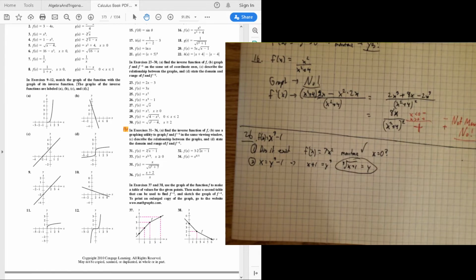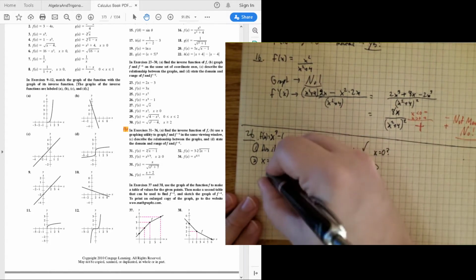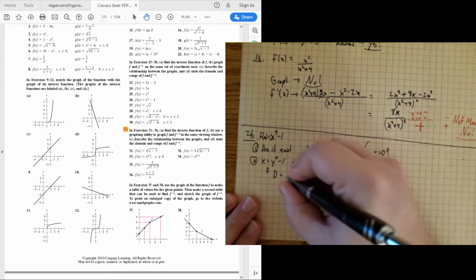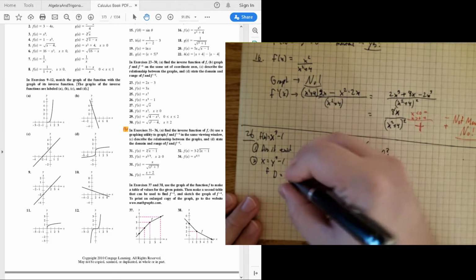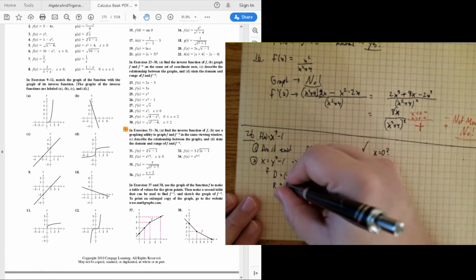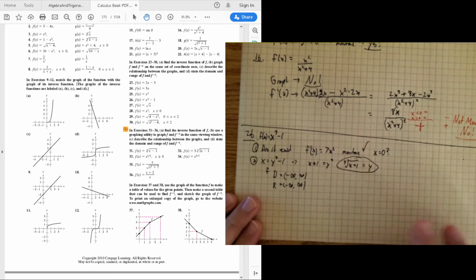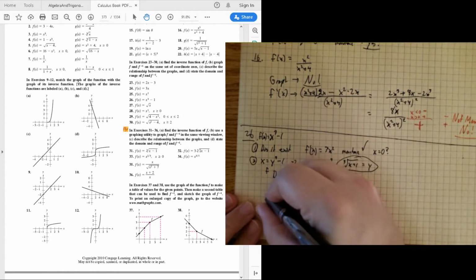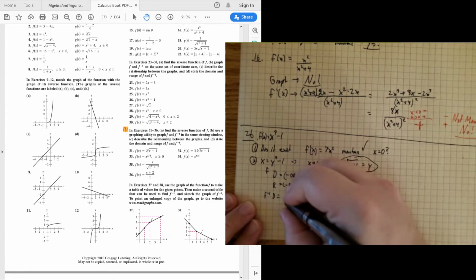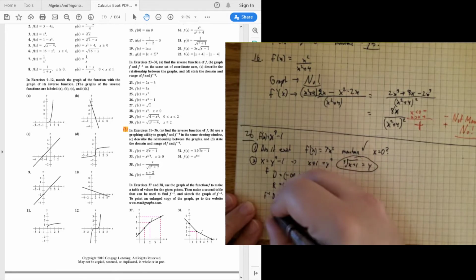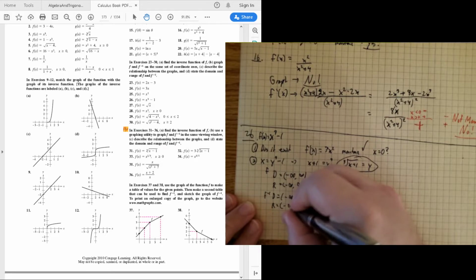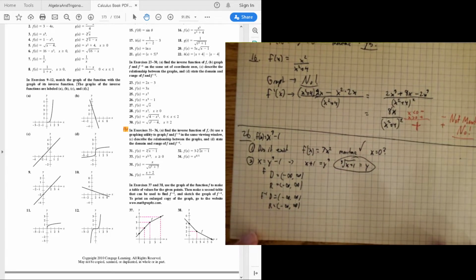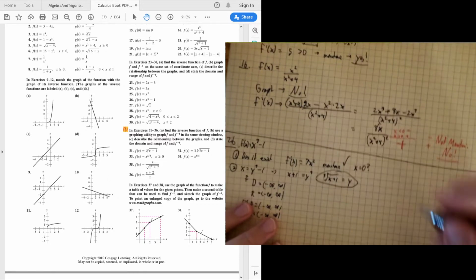So part A is done. Part B, graph them on the same coordinate system. Part C, describe the relationship. Okay, we did that. And then D, state the domain and range of f and f inverse. So the domain for f, if we think back to the graph, the domain was all real numbers. And the range was all real numbers. Okay, whereas if we look now at f inverse, the domain was also all real numbers. And the range was also all real numbers. This one doesn't show nearly as much as the next one will. So let's go ahead and now look at number 30.